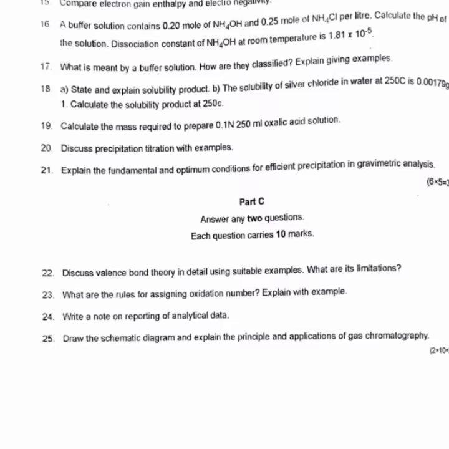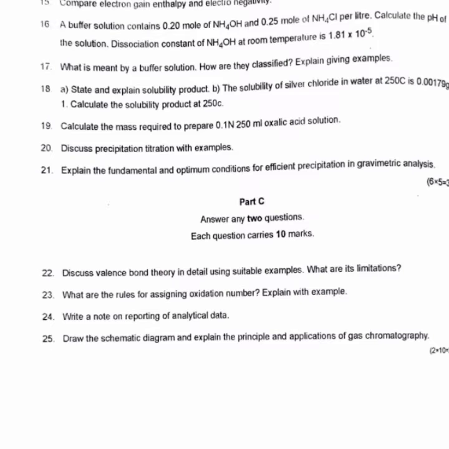19. Calculate the mass required to prepare 0.1 N 250 ml oxalic acid solution. 20. Discuss precipitation titration with examples. 21. Explain the fundamental and optimum condition for efficient precipitation analysis.